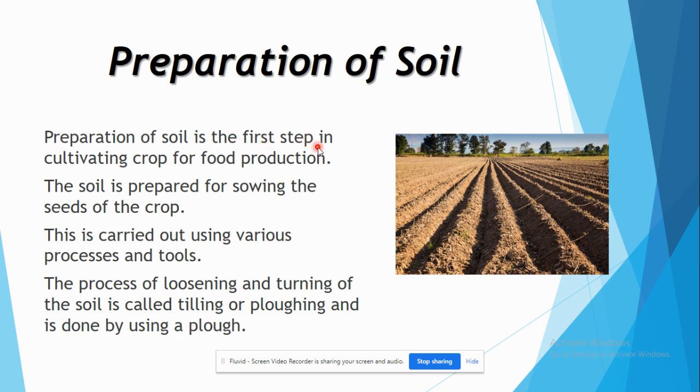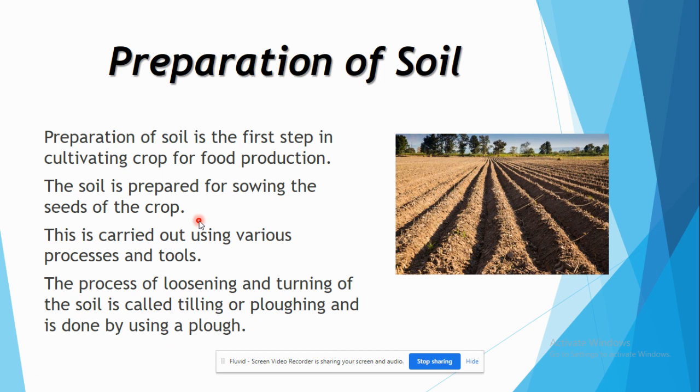The preparation of soil is the first step in cultivating crops for food production. The soil is prepared for sowing the seeds of the crop. This is carried out using various processes and tools. The process of loosening and turning of the soil is called tilling or ploughing and is done using a plough.